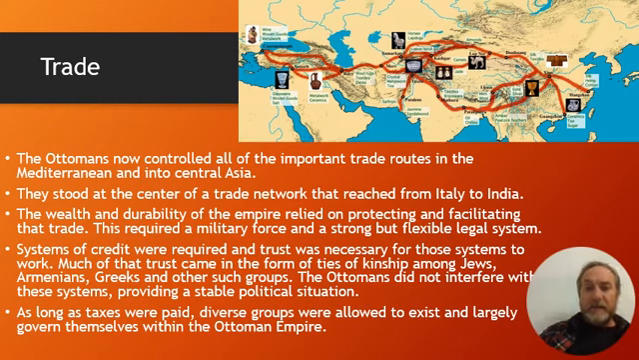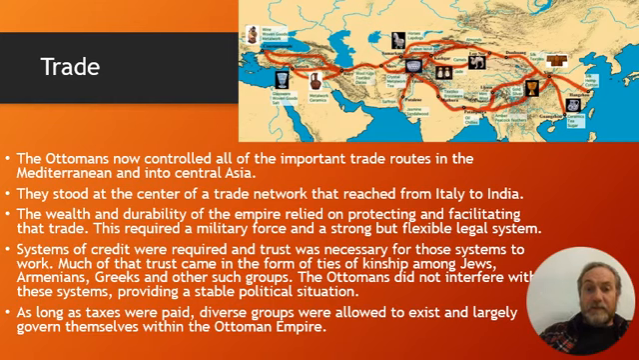So they needed a military force, right, to protect and defend these trade routes, but they also needed a strong legal system to ensure the people felt that they could trade without being robbed or ripped off. But it also had to be somewhat flexible as well, to be able to deal with the diversity of different peoples that were involved in this trading network.